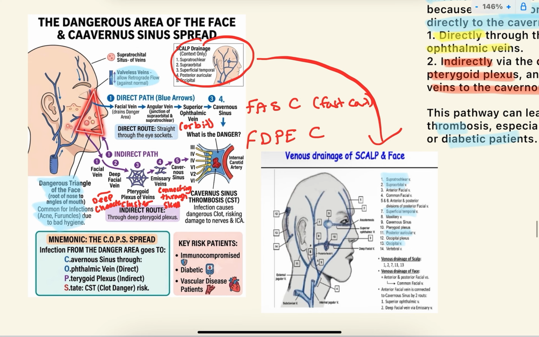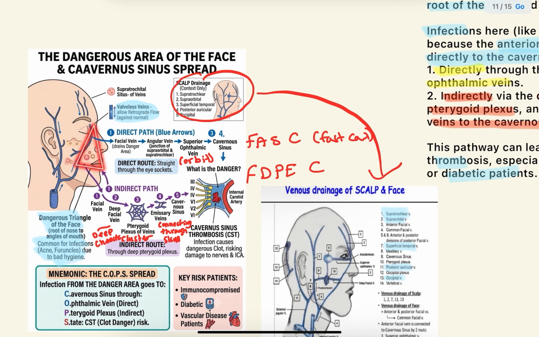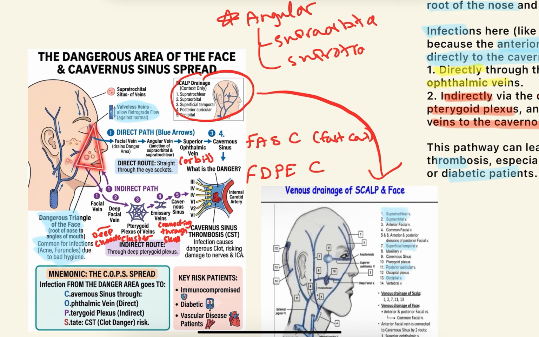Now the angular vein, it is worth noting, is basically a junction between two veins, which are the supraorbital and the supratrochlear. Okay, now when these two have a junction between them, they form the angular vein. And then from the angular vein, the superior ophthalmic vein goes directly through the orbit, that's why I call it the direct route, and then goes to the cavernous sinus.